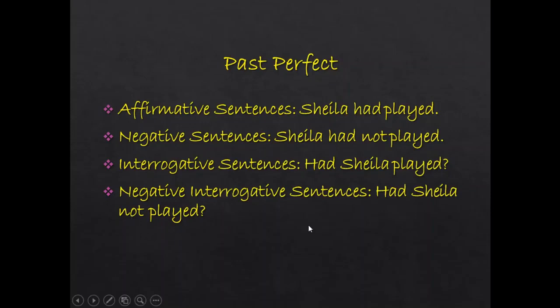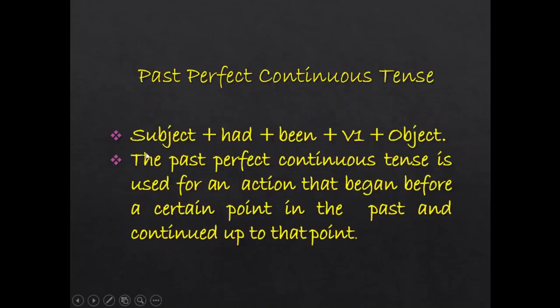Now comes the past perfect continuous tense. To write a past perfect continuous tense, we use a subject with had plus been plus first form of the verb plus object. When do we use it? The past perfect continuous tense is used for an action that began before a certain point in the past and continued up to that point.